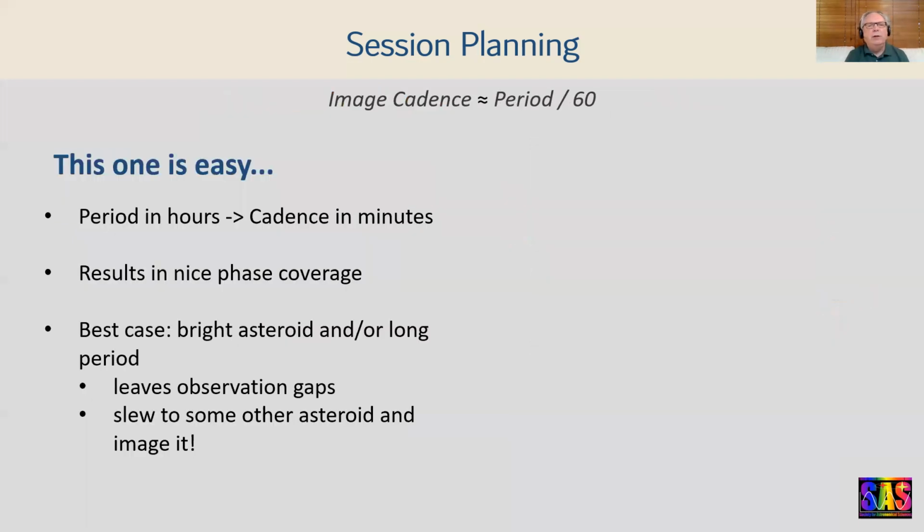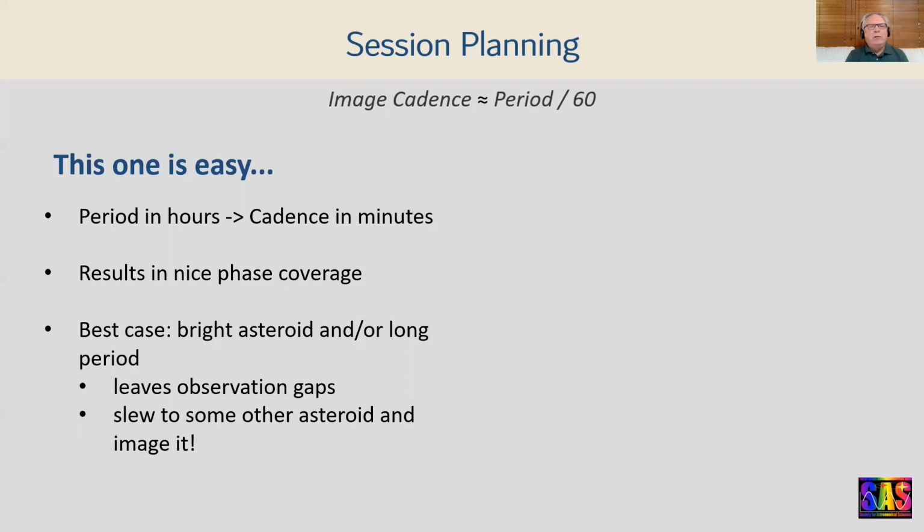Session planning. Oh, this one is easy. If you have a period of 8 hours that you're expecting, take a photograph every 8 minutes. Now, eventually, you may change that, but that's how you would start off your first few nights in a given campaign of sessions. This results in very nice phase coverage, especially when you're just trying to get the shape and period.